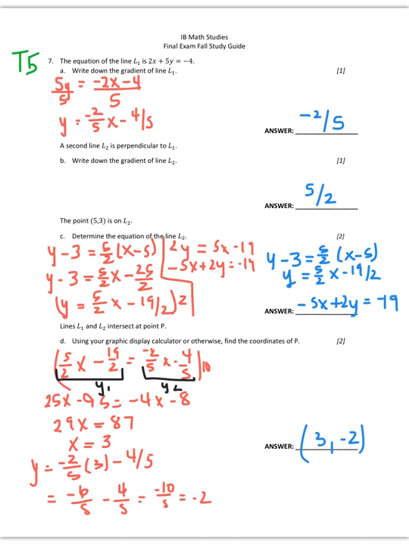Part D says using your graphing calculator or otherwise, find the intersection point. So if you were using your graphing calculator, you would put 5 halves x minus 19 halves into y1, negative 2/5 x minus 4/5 into y2, and then find where they intersect. Otherwise, you can solve by substitution like I did here, or if you had them both in standard form, you could solve using elimination. Either way, you should get 3 comma negative 2.